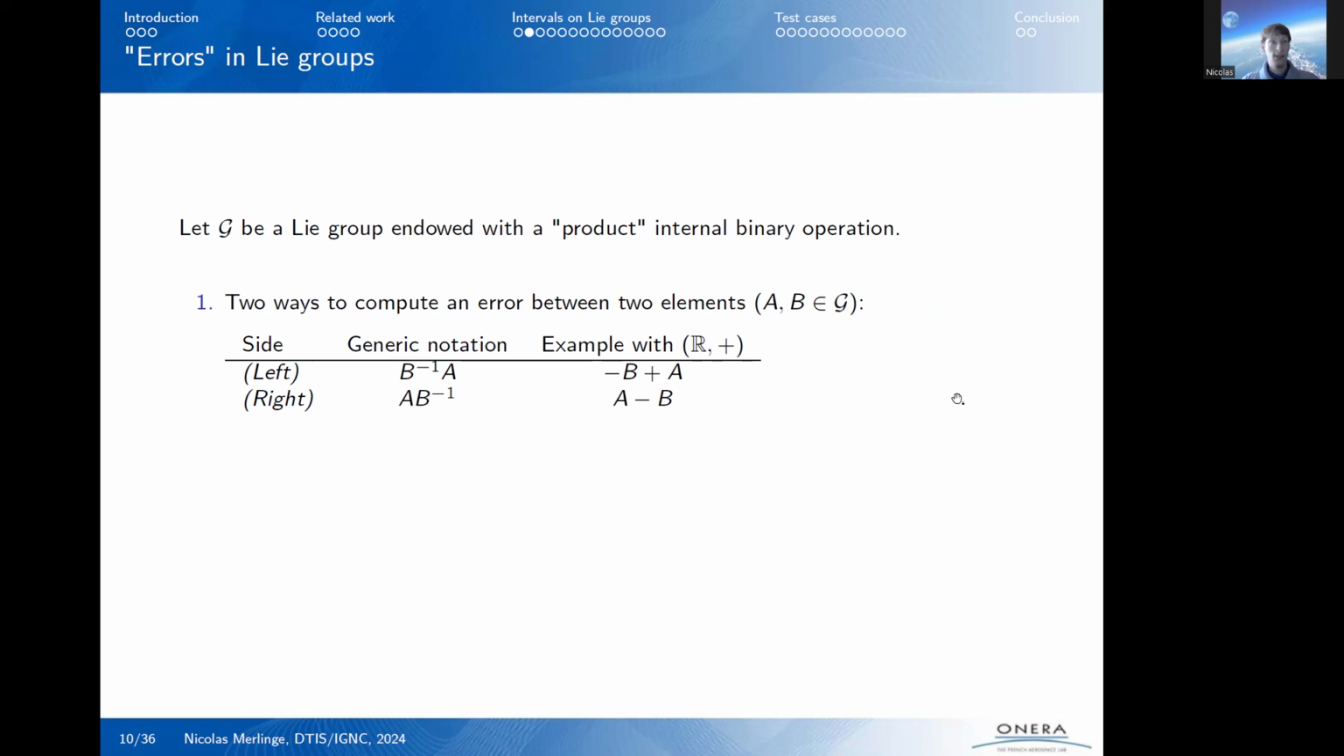Another important concept is how to define errors or differences, or how to compare two elements of the group. If I want to compare elements A and B belonging to the group G, I have two ways to do that. I will consider that the binary operation is a product, just a generic product. I can multiply A by the inverse of B on the left side or on the right side, because in general, groups are not commutative. That's what we call the left or right convention for the side of the error.